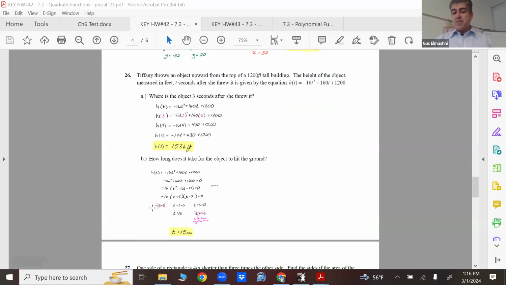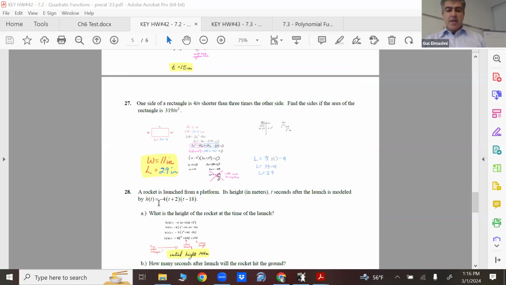26 is dealing with physics, right? So projectile motion. If you're given the equation, you just have to work with that equation. If you want to see where it is 3 seconds after you threw it, great, plug in 3. How long does it take to hit the ground? Plug in 0 for y, and solve for x. So you find the x-intercept. It's been a long week. And remember, no negative values, right? Because you can't go back in time.